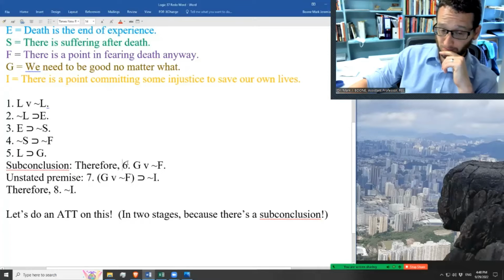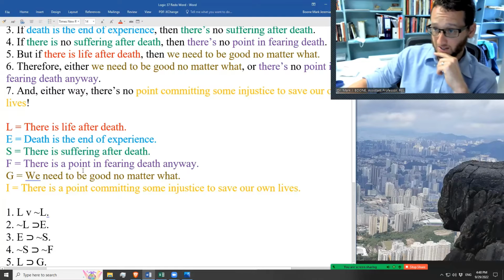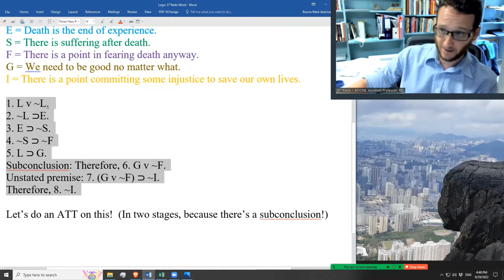Our subconclusion is therefore either G or not F. Therefore, either we need to be good no matter what, or it's not the case that there's any point in fearing death anyway. So let's label it as a subconclusion as we formulate the argument symbolically here.